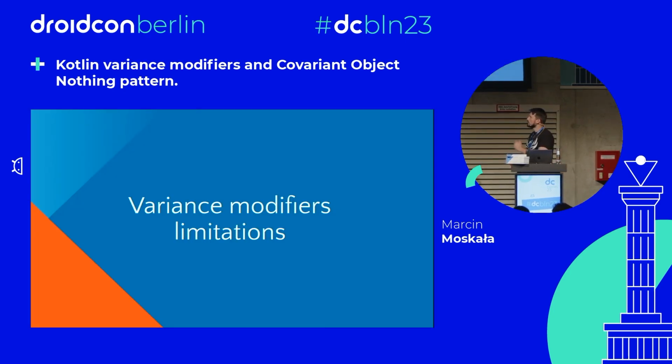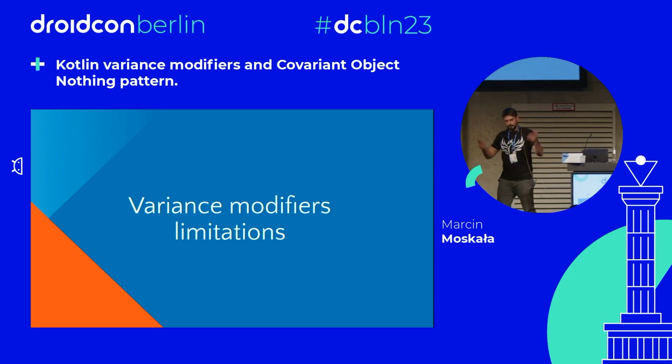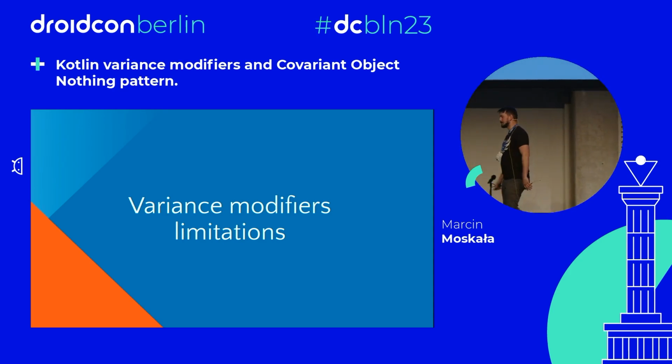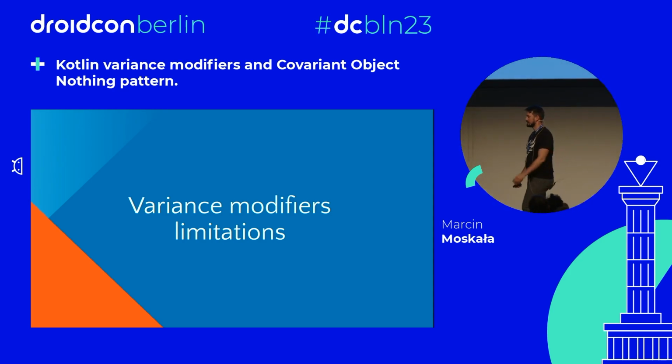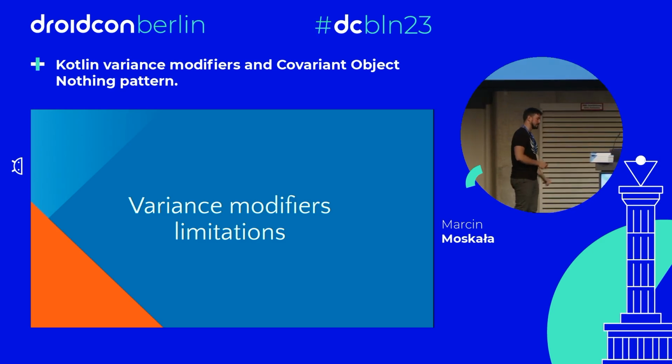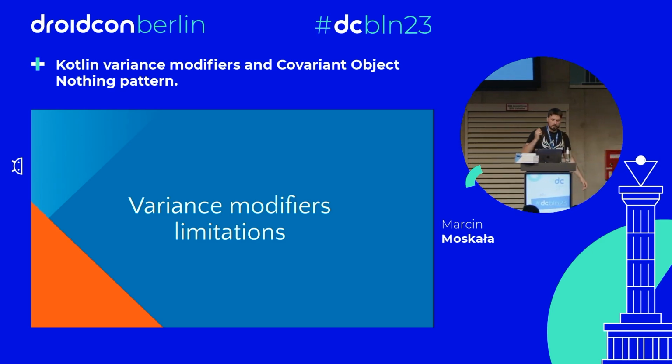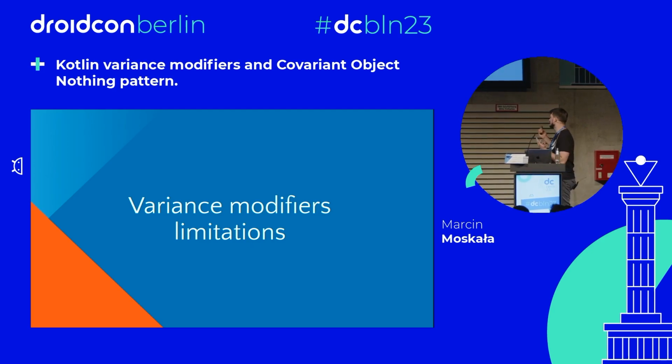Okay, what leads us to the last section of this presentation? Limitations. Of course, with great power comes great responsibility. So when we have a nice tool that allows us to do different things, for our own safety, there are some limitations. And the fun fact is that those limitations teach us a lot about use cases of those variance modifiers, because they are blocking what is not safe, so leaving what they are supposed to be used for.